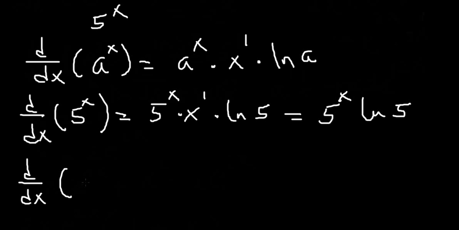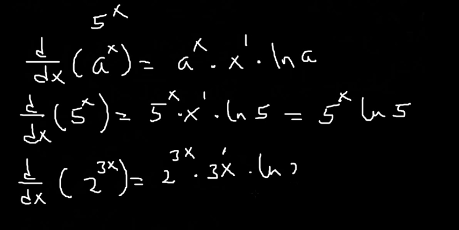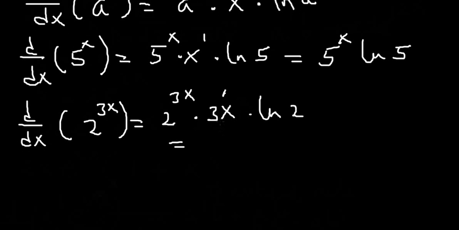So let's look at another example. The derivative of 2 raised to 3x is supposed to be 2 raised to 3x multiplied by 3, the derivative of 3x, and then multiplied by the natural log of 2. So the derivative of 3x is supposed to be 3. So this will give us 2 raised to 3x multiplied by 3, then multiplied by the natural log of 2. So if you have a calculator, you can work out that clearly so as to get the final answer.